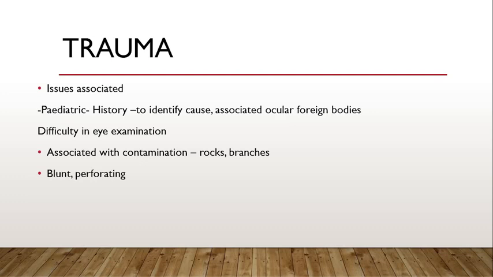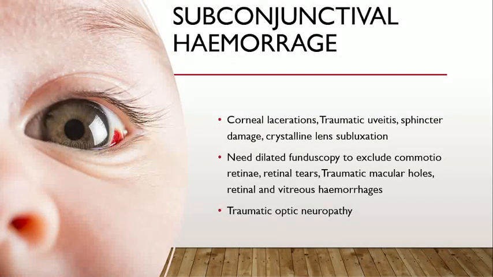Trauma. So generally in children it's difficult, because the children don't come up with the history or they don't explain. They come up with tearing or irritation, and it can come from anything, sometimes rocks, branches of a tree, and it can be a blunt or a perforating injury.